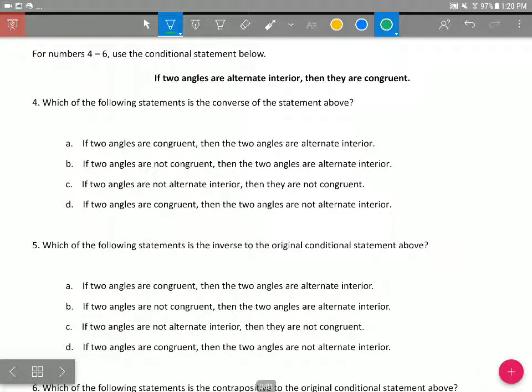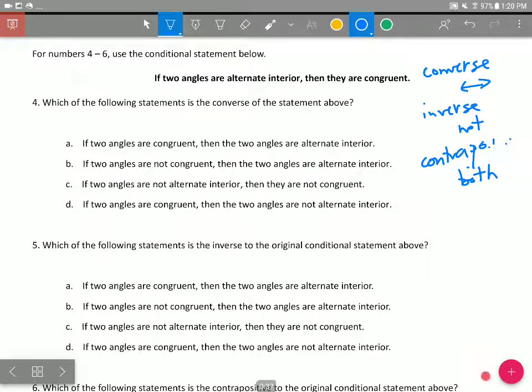All right, for 4 through 6, use the conditional statement below. If two angles are alternate interior, then they are congruent. Which of the following statements is the converse? Okay, so real quick, remember, converse, you flip them, you switch them. Inverse, we add the nots. And then contrapositive, we do both.